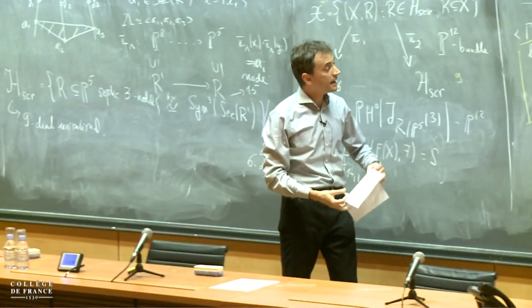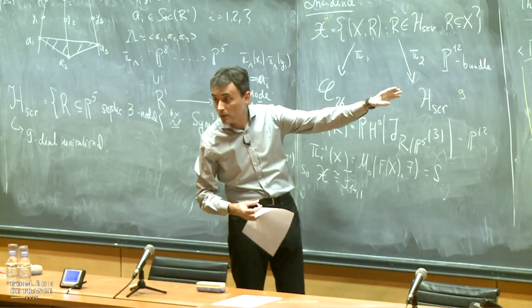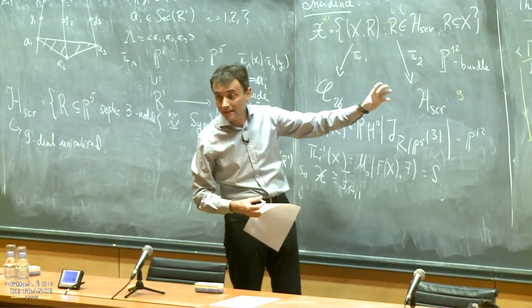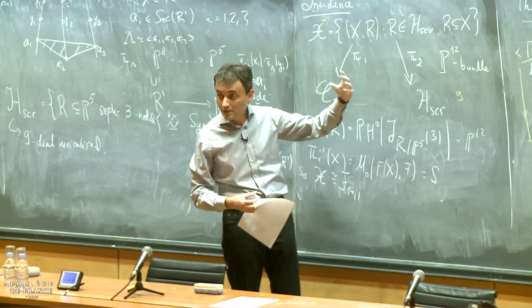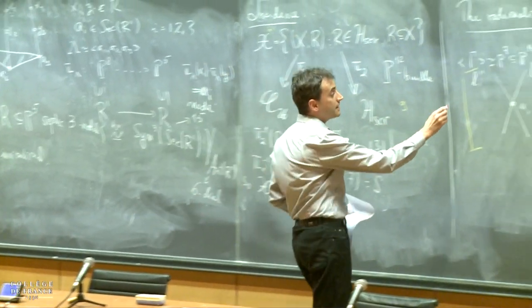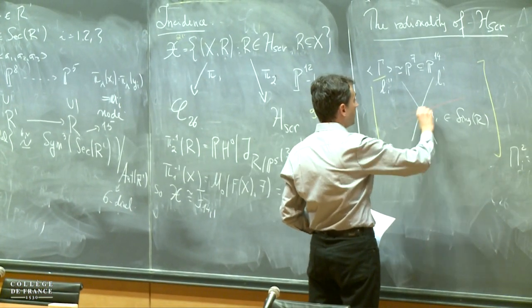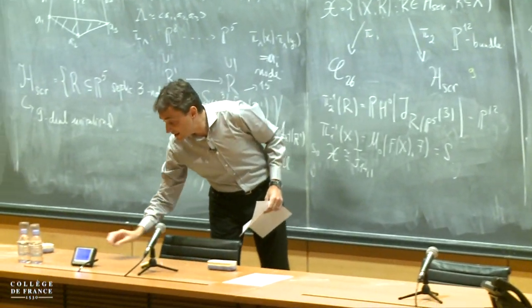And then you see that if you take all the lines in this P2 that pass through this point, that is going to be a line of lines, a rational curve in the Grassmannian, which is actually a line in the Plücker embedding. So I take all the lines passing through this point, I color them with red.